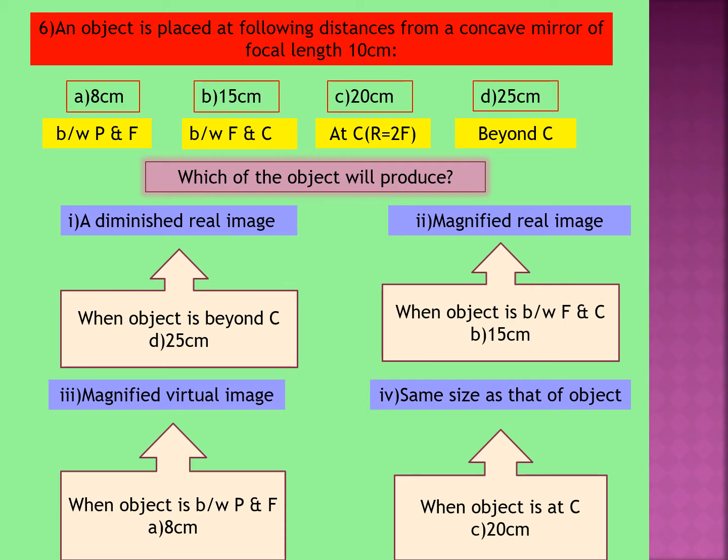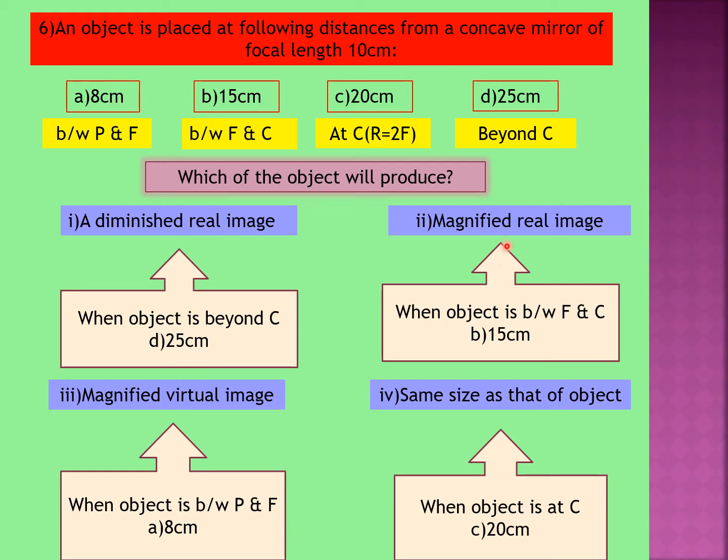Now this was one way to deal with the question. The second way is, you read the question, you have all the four options in front of you, right? And you remember the cases. When is the same size formed? When the object is at C. So which one shows at C? The focal length is 10, so C means twice the focal length, so same size as that of the object means the answer would be at 20 centimeter. And you have to mention that when the object is at C, then only 20 centimeter. A magnified virtual image is only formed when the object is kept between pole and focus. Focus is 10, so the distance should be less than that, which is 8. So answer is 8. Right?